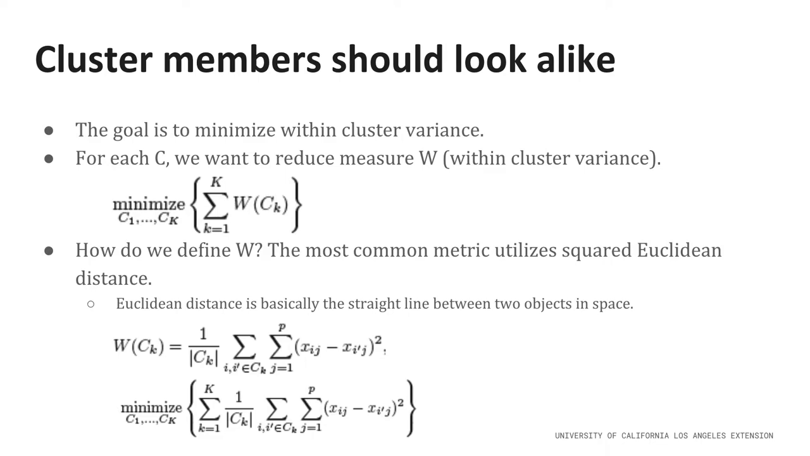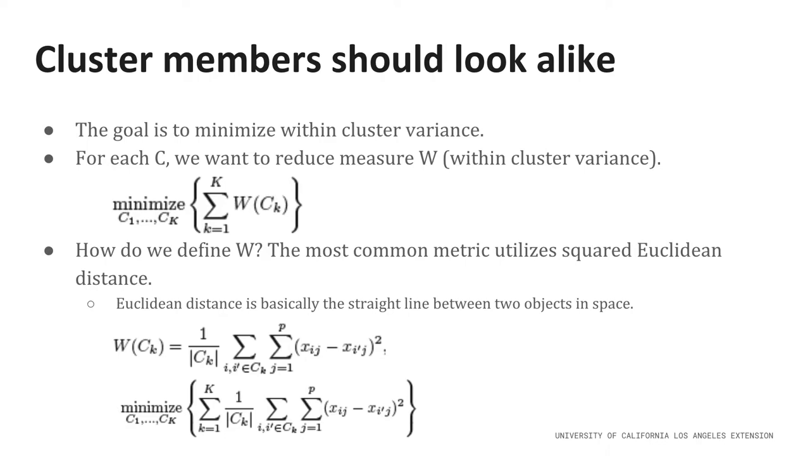And how do you define W? So the most common metric we use is Euclidean distance, which is basically just like the straight line between 2 objects as the crow flies. And so when we're able to plot something out like we did above earlier on a scatter plot, we can literally go and measure that distance using geometry. And so the formulas below then help you figure out how to optimize the Euclidean distance between data points and something called the center of the cluster, which is known as the centroid.